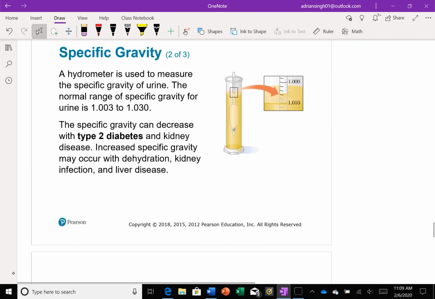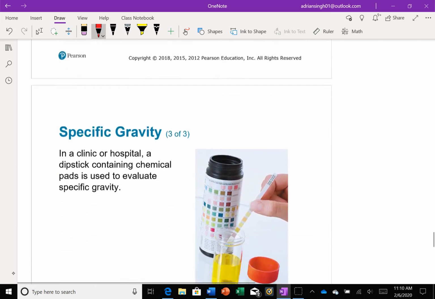The device used to measure specific gravity is called a hydrometer, and it's used quite frequently to measure the specific gravity of urine, which has a particular range associated with it. The reason that's important is because we can use that to gauge whether somebody has some sort of kidney disease or type 2 diabetes. Right? So the specific gravity of one's urine can be an indication of that condition, or maybe there's dehydration, or in some cases, liver disease.